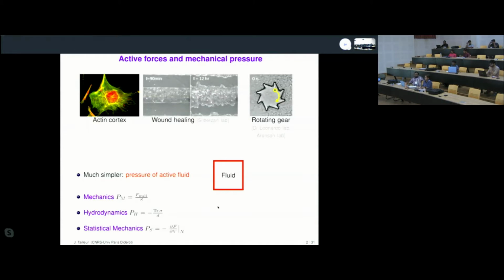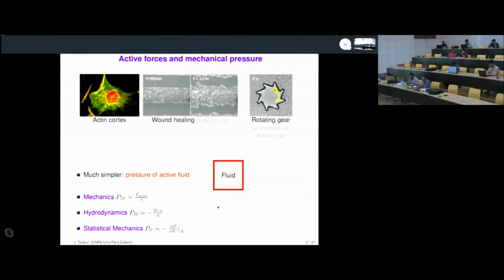Now, it turns out that in equilibrium, because of the Boltzmann weight, the statistical mechanics definition is equivalent to that of the mechanical pressure. And then mechanical pressure and hydrodynamic pressure are typically given by momentum conservation. You divide a fluid in lots of small boxes. The boxes close to the wall exert the mechanical pressure on the wall, and it exerts a force on the next fluid element, which is the hydrodynamic pressure.